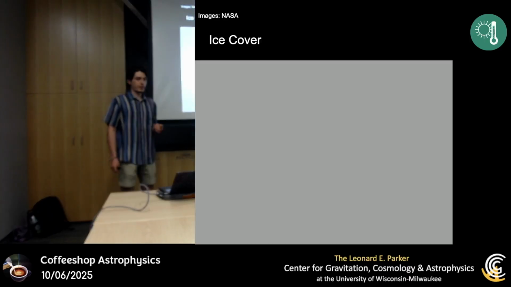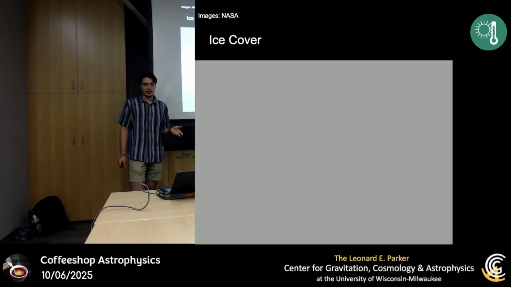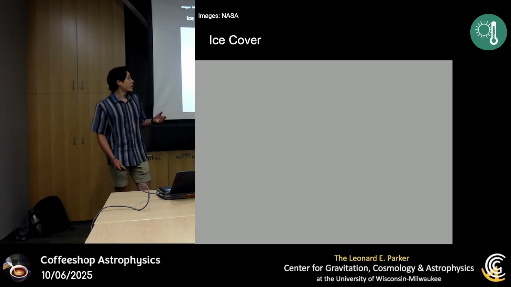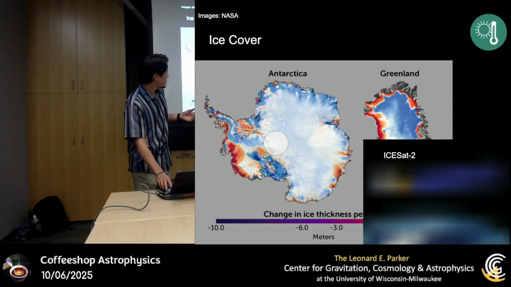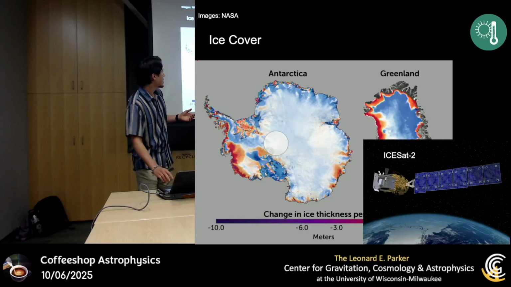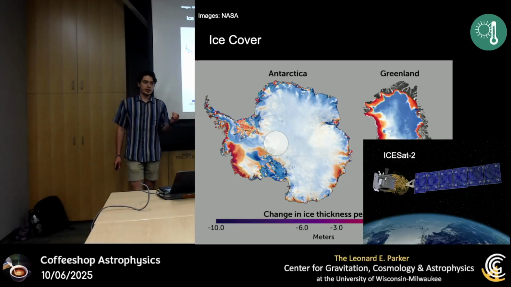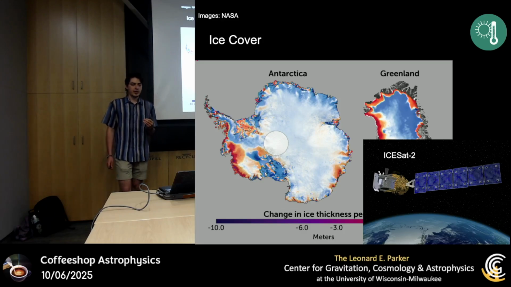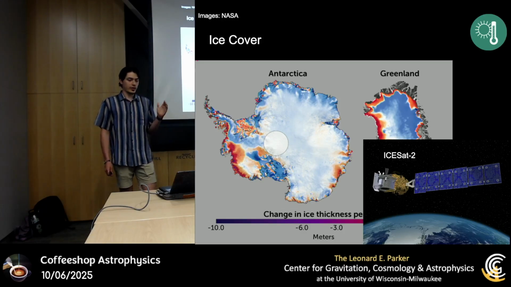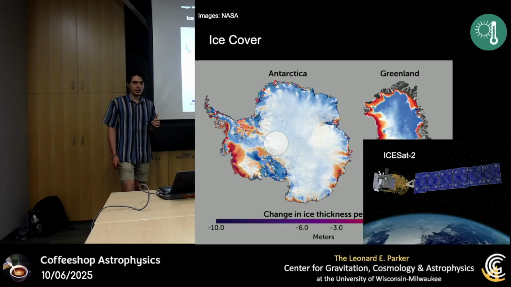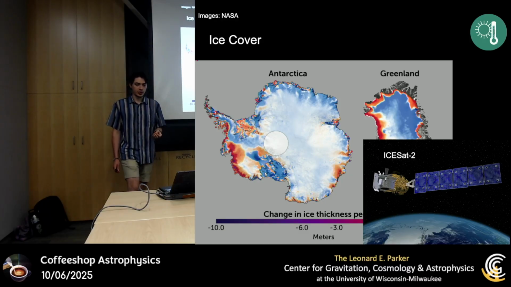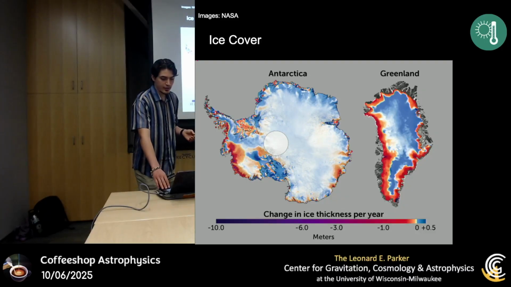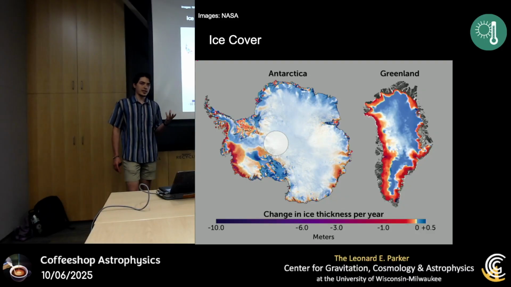This is an example of how we measure ice melting with satellites, or changes in sea ice. Oh, it's not showing. There we go. Okay, so this shows an overlay of many images of Antarctica and Greenland that were used to track the change in ice thickness per year. The red represents where there has been loss in ice, and the blue represents where there's actually been accumulation of ice. This was made with data from NASA's ICESat-2 satellite, which specializes in observing glacial activity.